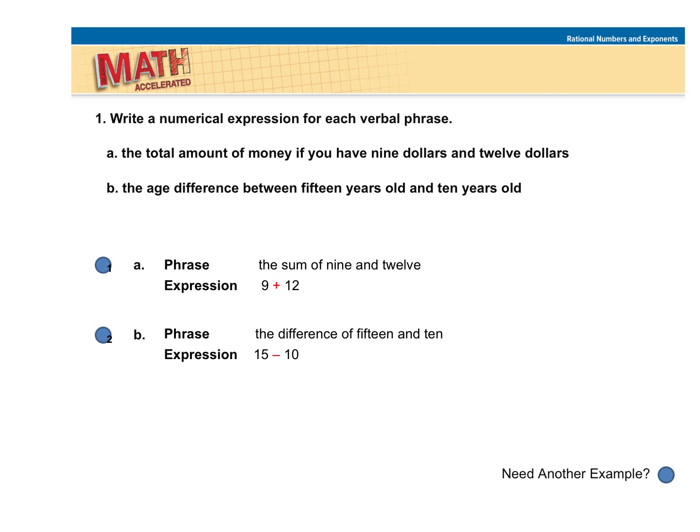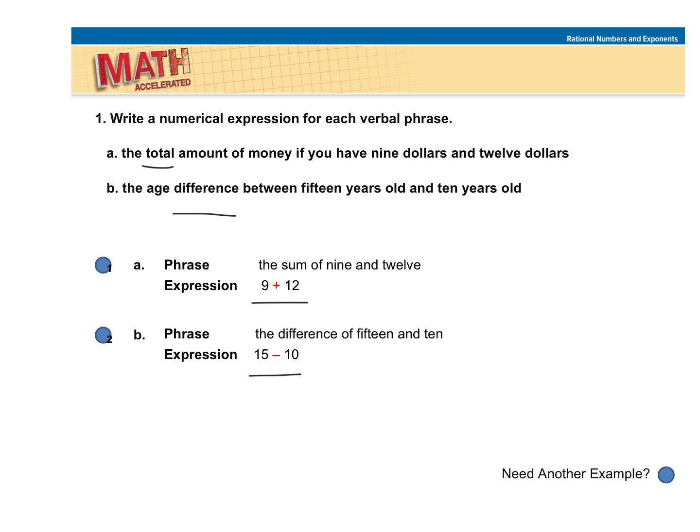So on A, they said the total amount of money. Pause. What does total mean? What operation is total? Addition, subtraction, multiplication, division. Addition. Okay, total means everything. So you're adding everything together. Okay, so that's how they got 9 plus 12. What does difference mean in B? Subtraction. Okay, that's why they did 15 minus 10. So you're finding those key words, underlining them, and then making your expression.